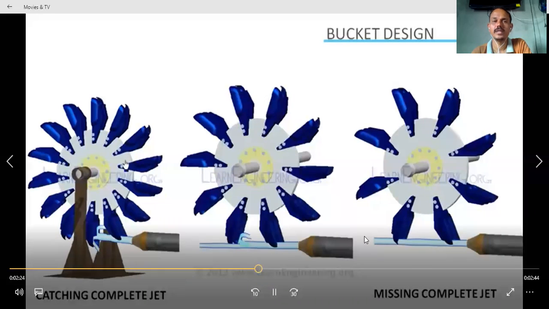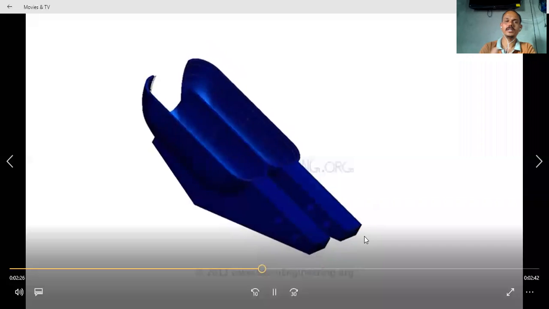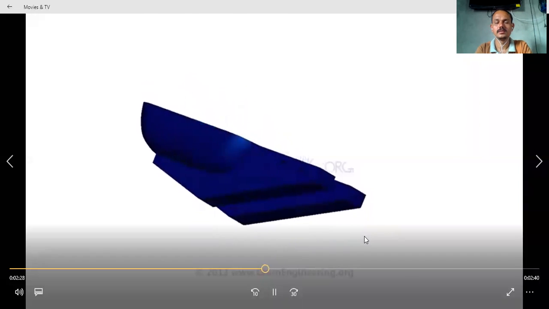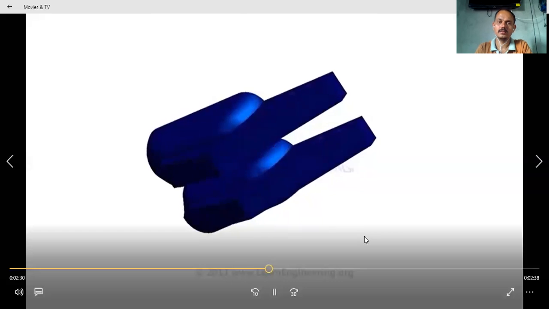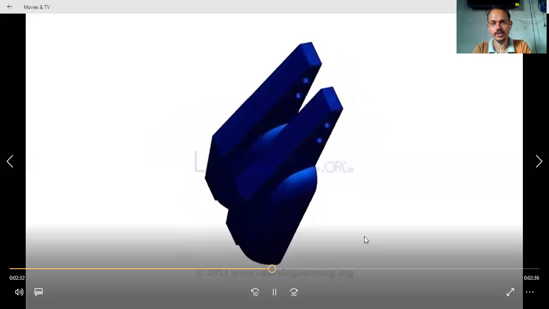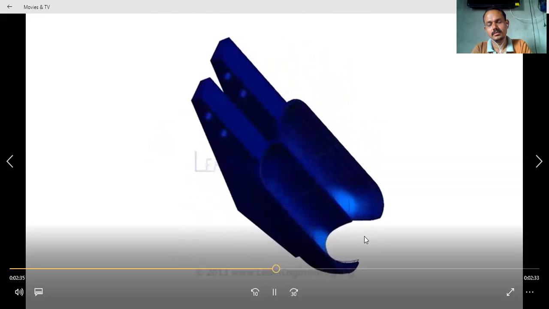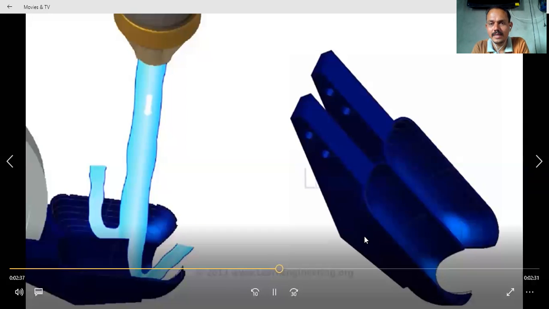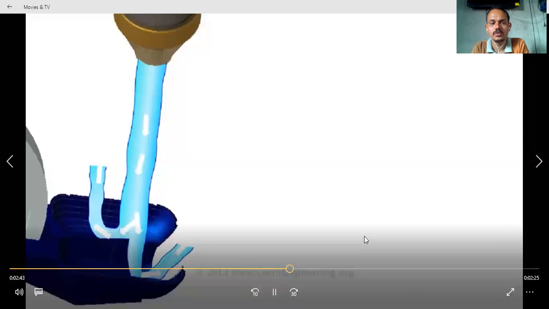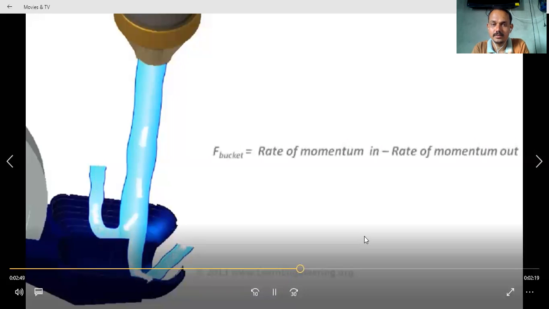So the buckets are a very important component. It is very difficult to design buckets. This one is a single bucket shown here. Two bowl types are provided, and one splitter is provided at the center. So when the jet strikes the splitter, it divides into two parts.